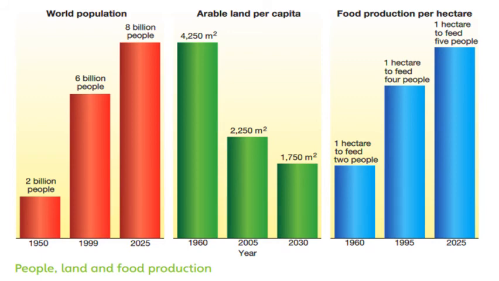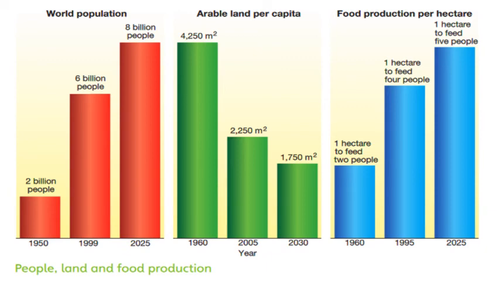This area for every person decreased to 2,250 square meters in 1999, because the red bar says that the number of people at that time was more than 6 billion, and in 2025 it is expected to decrease further, because we estimate that the number of people at that time will be more than 8 billion people.